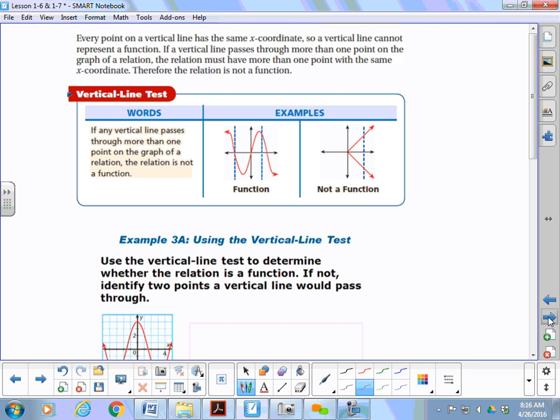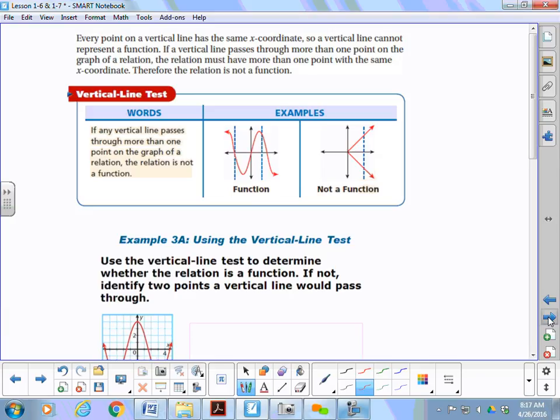All right, now there is a test for doing graphs to determine whether they're a function or not. And the test is called a vertical line test. If any vertical line passes through more than one point on the graph of a relation, then that relation is not a function. All right, so here's two examples. Here I have this graph here on the left. They've drawn a couple different vertical lines. Always intersects one point because the graph is always moving from your left to right.